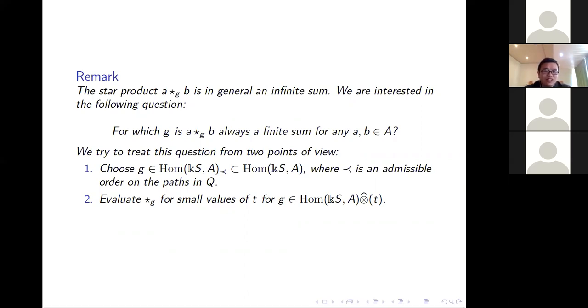In this lecture, we try to look at this question from two points of view. The first idea uses some ideas from noncommutative Gröbner bases. We can choose this G in a subspace, not the whole space PQR, just a subspace. And this subspace depends on a so-called admissible order on the paths in Q. Later I will give the definition of admissible order. And the second idea: we can still start with the formal star product, picking an element G in the whole space, but we can take small values of T, like T equal to 1 or maybe one half, and maybe in this case the star product is well defined, right? We have a finite sum.